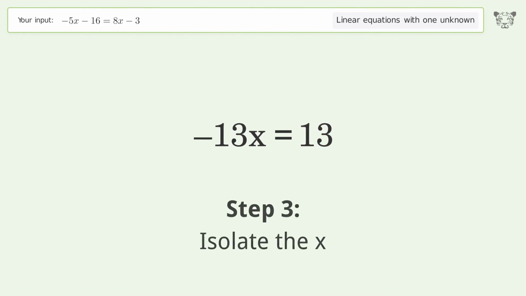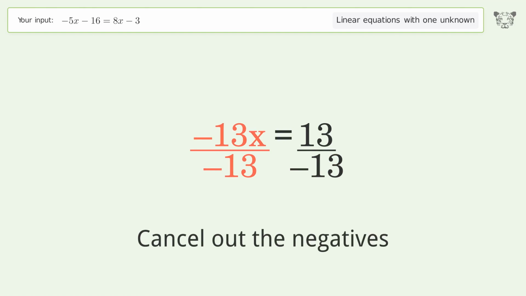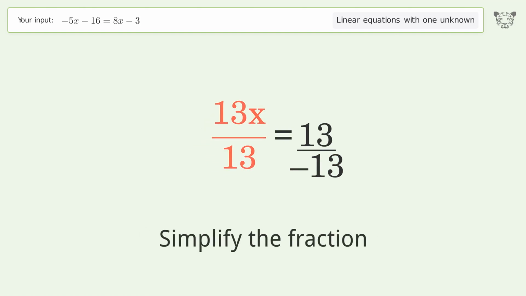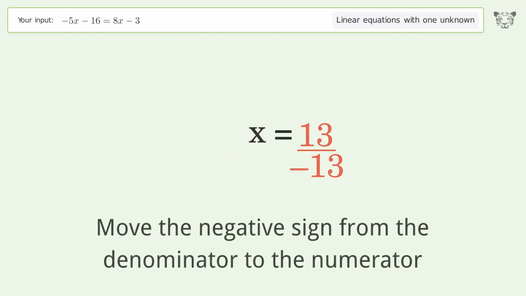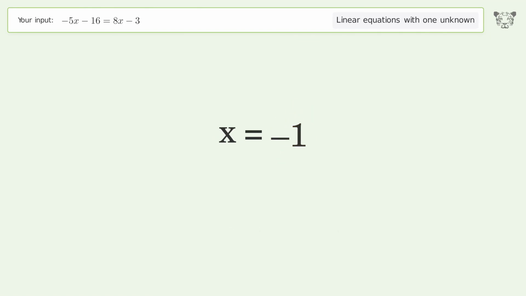Isolate the x. Divide both sides by -13. Cancel out the negatives. Simplify the fraction. Move the negative sign from the denominator to the numerator. Simplify the fraction. And so the final result is x equals -1.